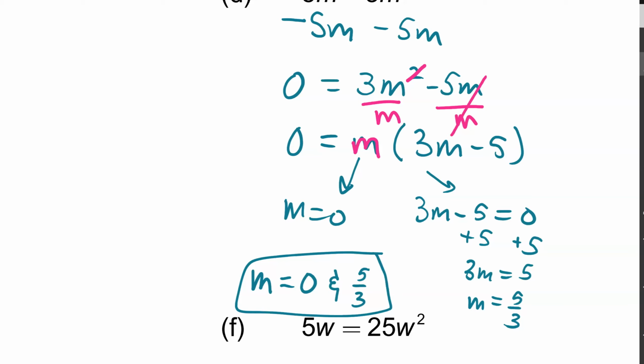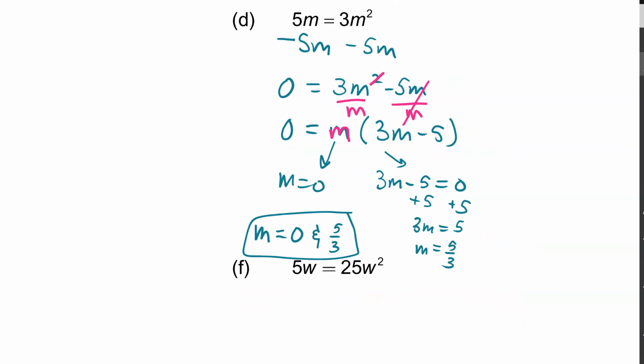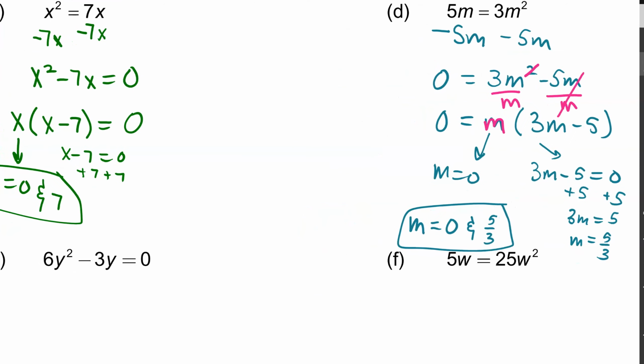Wait, why did you just make m 0? You set each factor equal to 0. So the m is being multiplied by 3m minus 5. So I set m equal to 0, and then you set 3m minus 5 equal to 0. Oh, okay. Notice, we had to get everything on the same side. You had to get it on the same side, then factor it out.